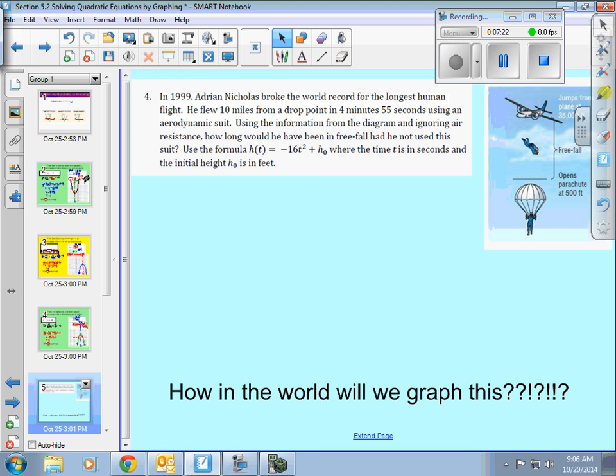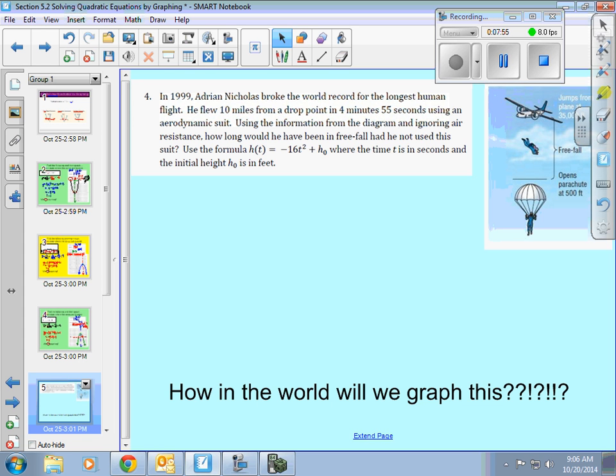In 1999, Adrian Nicholas broke the world record for the longest human flight. He flew 10 miles from a drop point in 4 minutes and 55 seconds using an aerodynamic suit. Using the information from the diagram and ignoring air resistance, how long would it have been in free fall had he not used his suit? Use the formula h of t equals -16t squared plus h sub 0, where the time t is in seconds and the initial height h sub 0 is in feet.